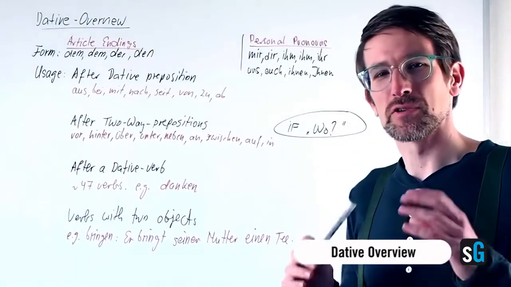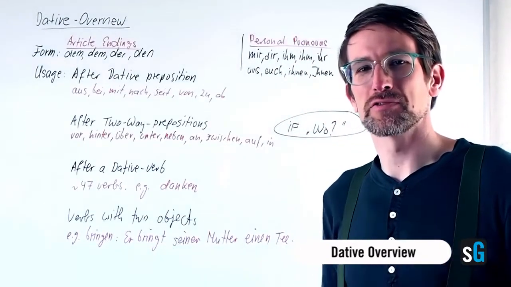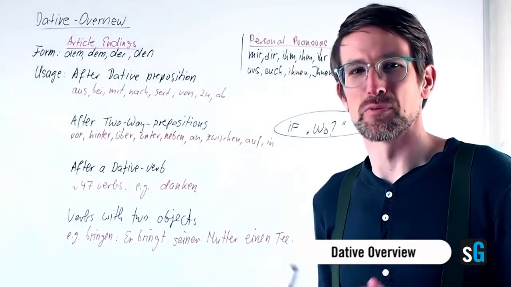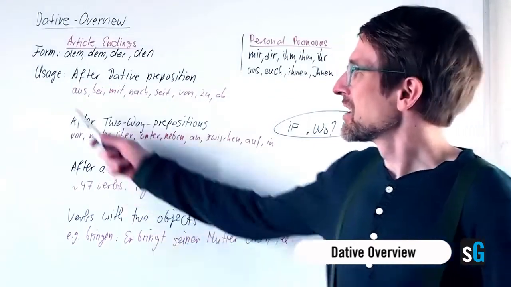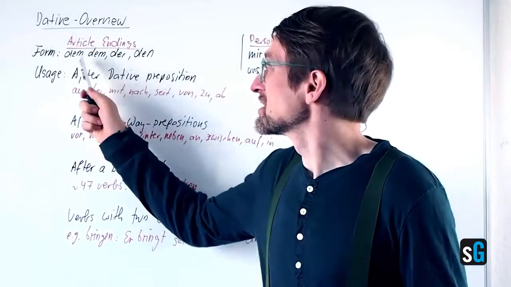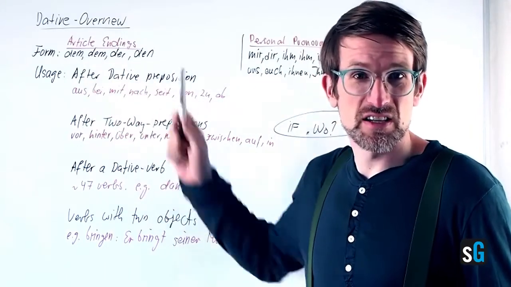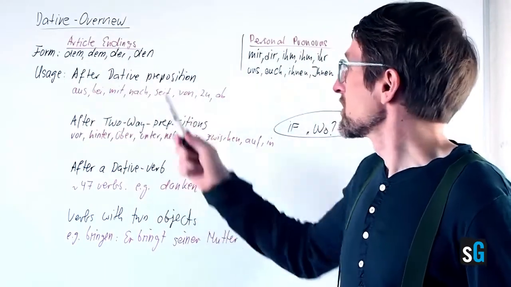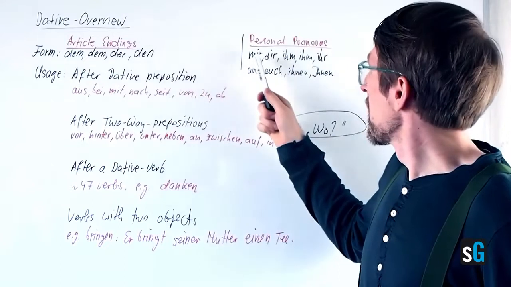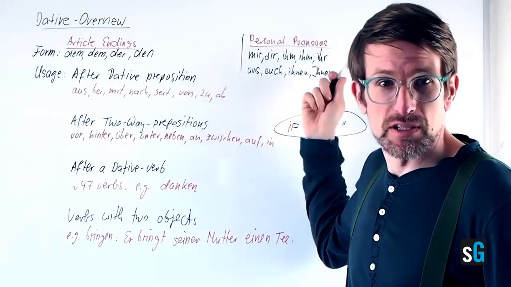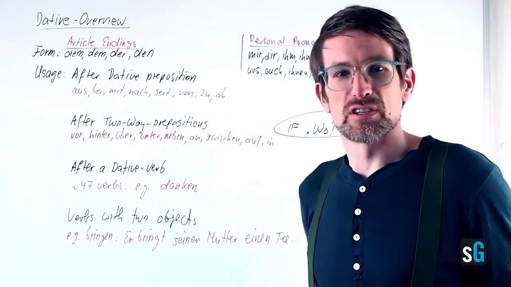Let me give you a short and quick overview over the dative, when to use it and what to use actually. Its forms are not that challenging. It's dem, der and den. For the plural, there's one specialty here, I'll come back in a minute. And the personal pronouns are mir, dir, ihm, ihr, uns, euch and ihnen.